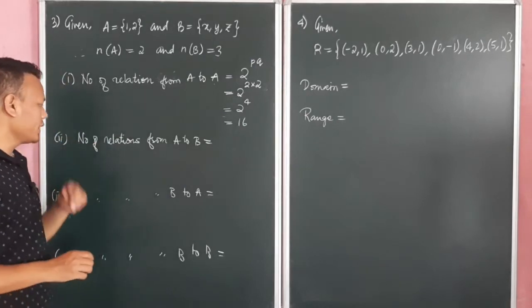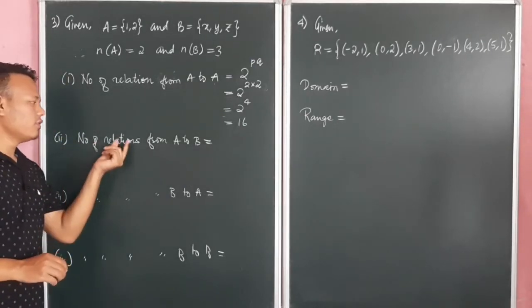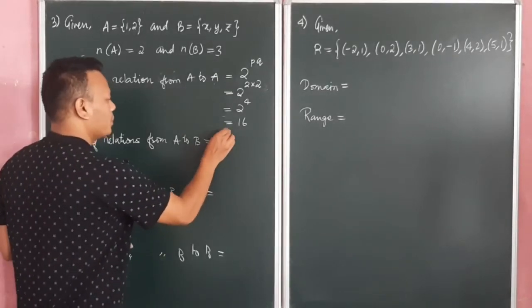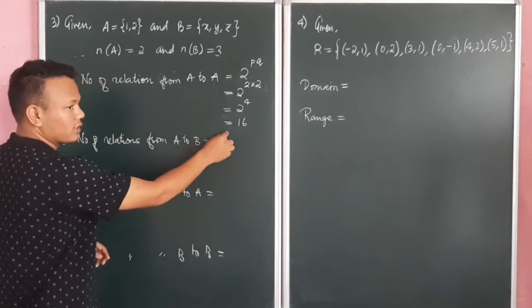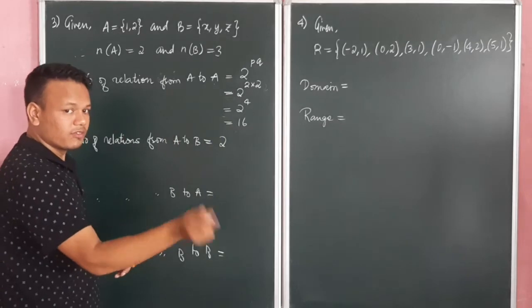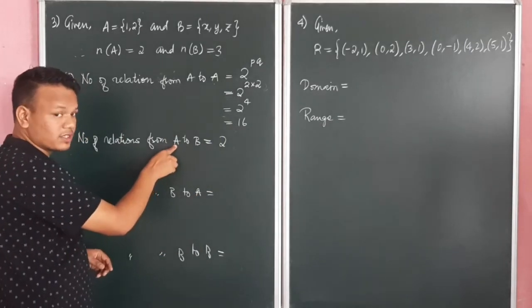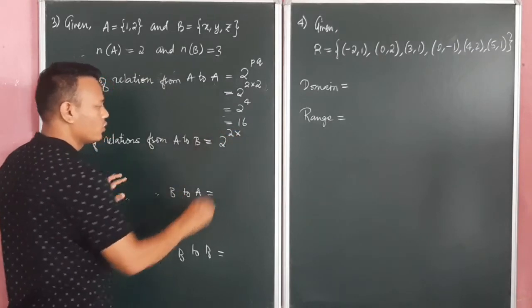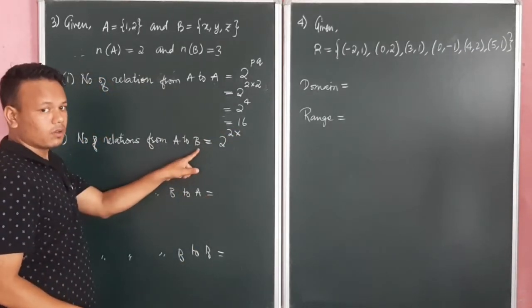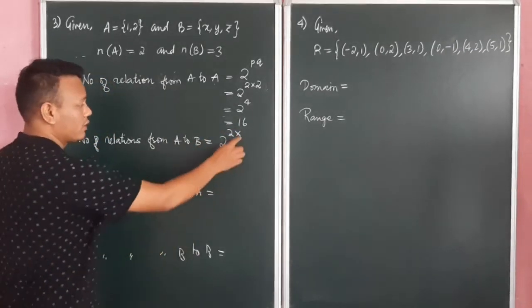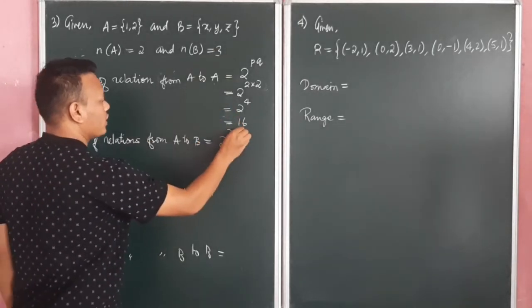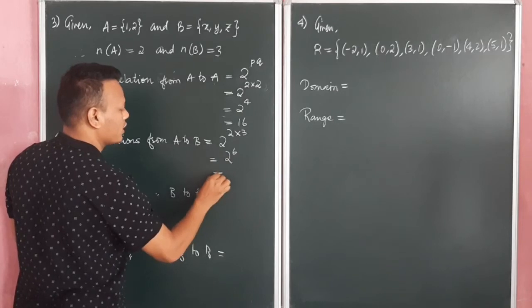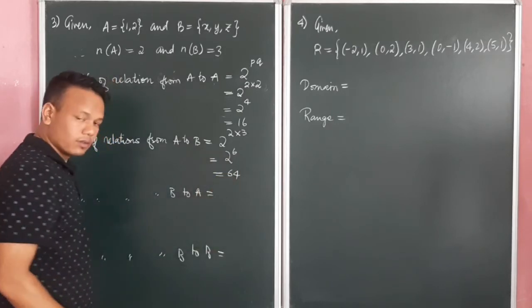Now the second case says find the number of relations from A to B. Again the formula is 2 to the power pq. Now p is the number of elements in the first set. The first set is A, so the value of p is 2. The second set is B, so the value of q will be 3. So it is 2 to the power 6, and the value of 2 to the power 6 is 64.